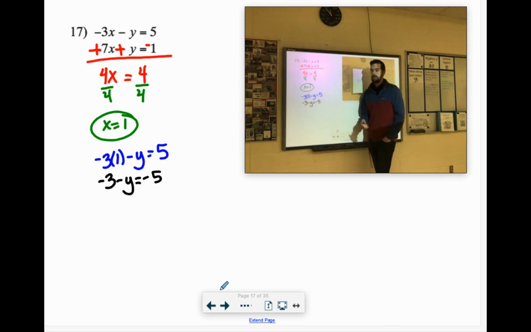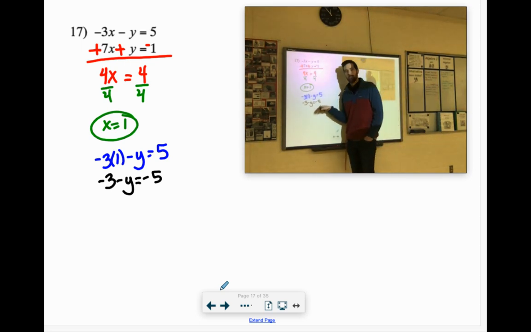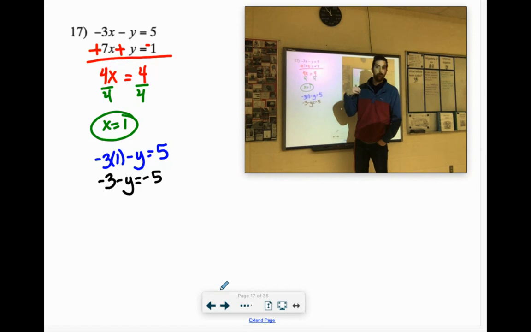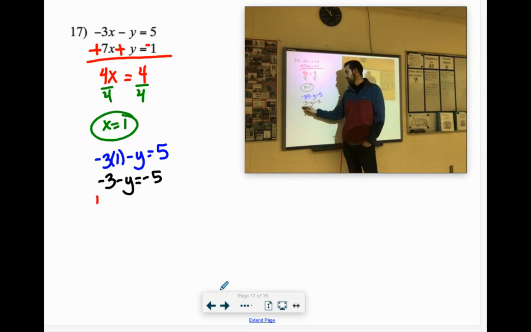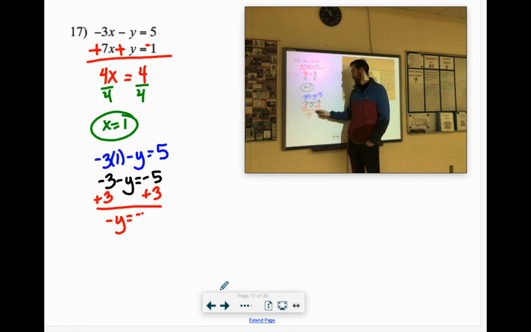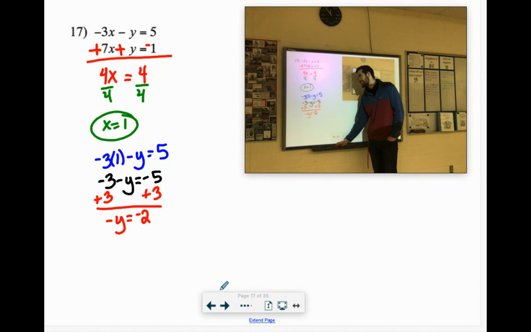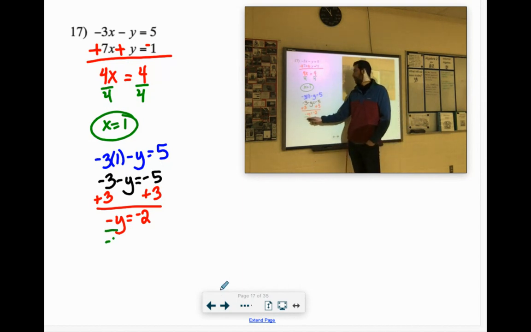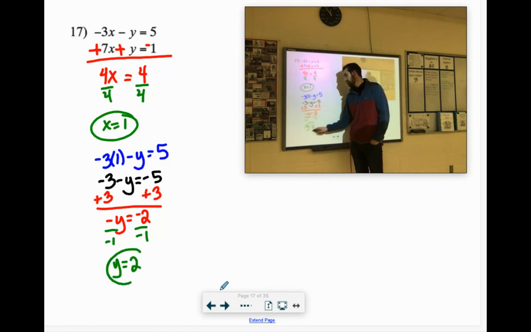Ran out of time. But we were at -3 minus y equals -5. We're going to add the 3 to get rid of the -3. Negative y equals -2. Remember, that means -1y. So if we want to get rid of that, we can always divide by -1 or multiply by -1. And that would give us positive y equals +2.